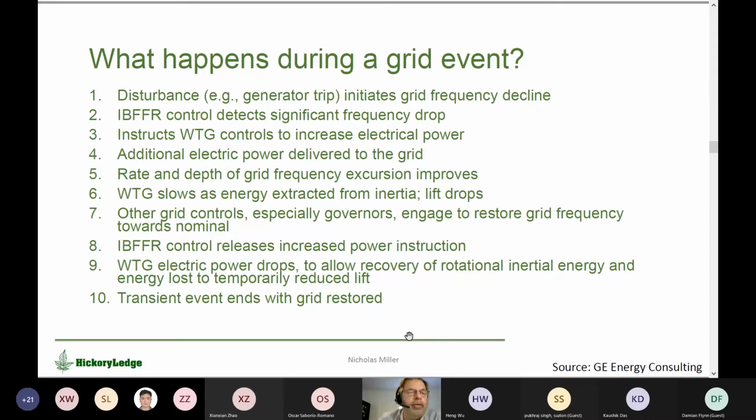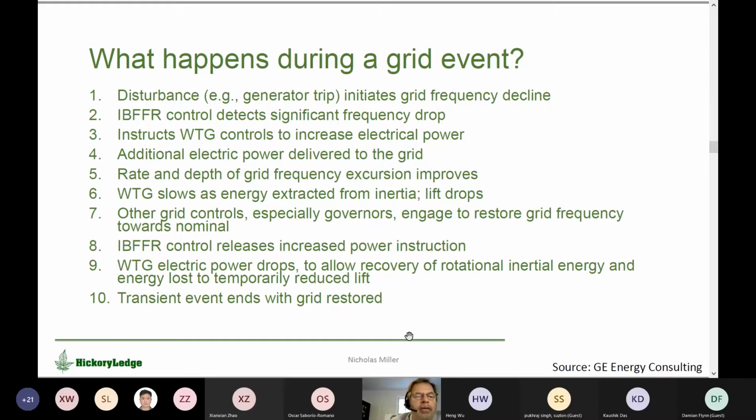Okay, so the fast frequency response sees the frequency change. It instructs the wind turbine to increase the power. The power is delivered to the grid in a controlled fashion, and that helps the grid. But as we suck energy out of the drivetrain, because the wind isn't delivering more power, the wind turbine slows down and it gets less lift out of the turbine blades. So in addition to delivering more megawatts than we were entitled to, we're getting less megawatts in. While this is happening, we're buying time for other stuff on the grid to respond.